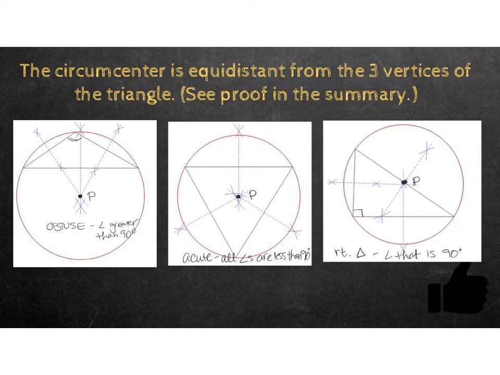Let's take a look at the location of point P, because this is significant. What do you happen to notice about the location of the circumcenter of an obtuse triangle in the first diagram? Are you noticing that it looks like it's outside the circle? It's outside, not the circle, I'm sorry, outside the triangle. And then when you look at the circumcenter of an acute triangle, are you noticing that the circumcenter is inside the triangle? And then finally, when you look at the right triangle, where does the circumcenter seem to be?